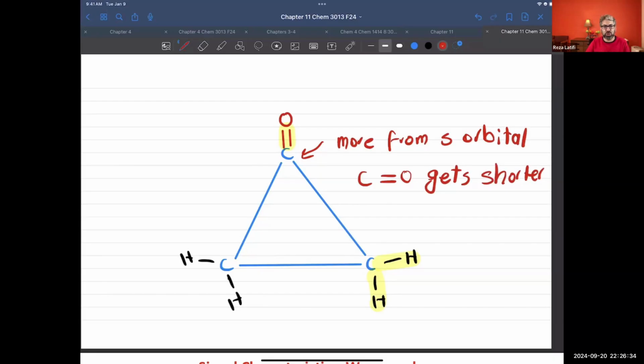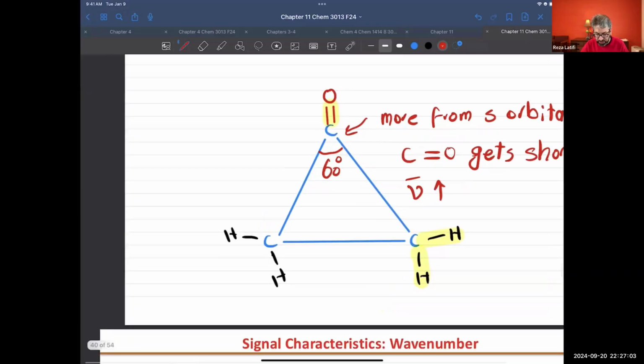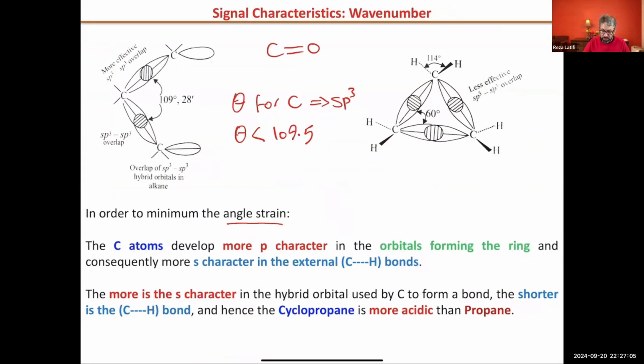And because it's getting shorter, you need to use higher wave numbers to stretch it. And that completely depends on the bond angle. The smaller the bond angle, the more s character you have to use with other atoms. So now let's compare different rings, and also we will highlight the CO stretch and stretching frequencies. We're going to use more s character to make bonds with other atoms.